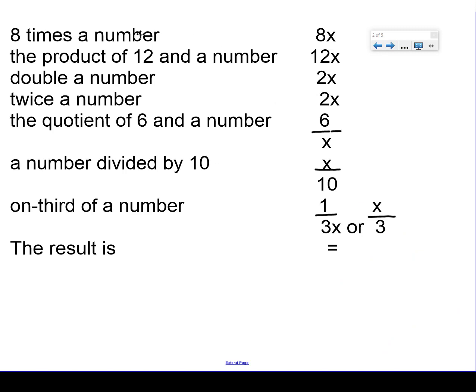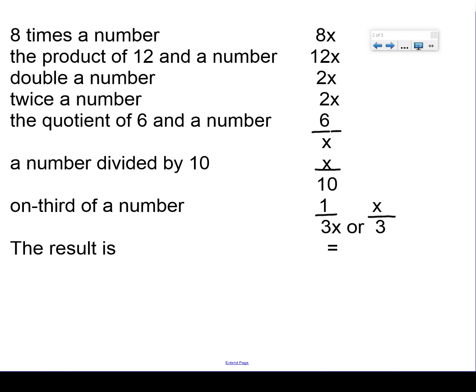All right, so here's a couple with multiplication. The first one says 8 times a number, which would be 8 times x, which is 8x. Product of 12 and a number is 12x. Double a number, double means twice as many, right? So those next two, double and twice, should be the same, 2x and 2x.